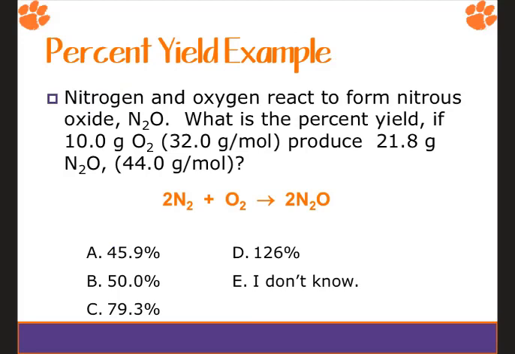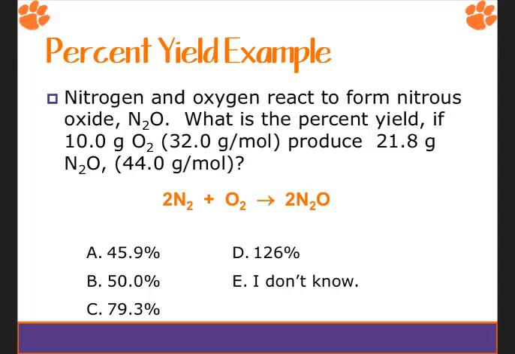It says nitrogen and oxygen react to form nitrous oxide, N2O, or we could call that dinitrogen monoxide. What is the percent yield if 10 grams of oxygen gas with this molar mass produce 21.8 grams of nitrous oxide with this molar mass? And we're given this balanced chemical equation. So you're going to have to do a little stoichiometric calculations here and then try to find your percent yield.